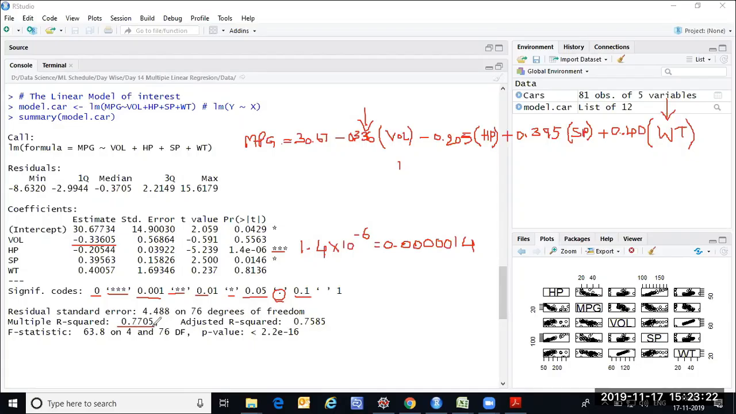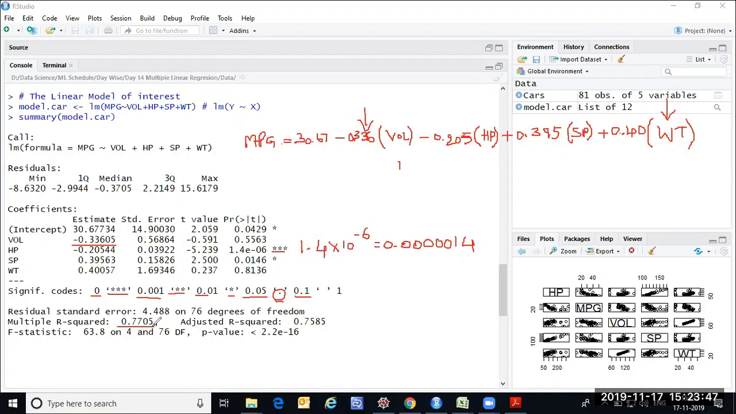Multiple R squared value, right? Multiple R squared value will be taken as the accuracy of the model because multiple R squared value talks about the percentage of the data points that are falling on the equation, the straight line equation which you framed. 77% of the data points are falling on this equation.